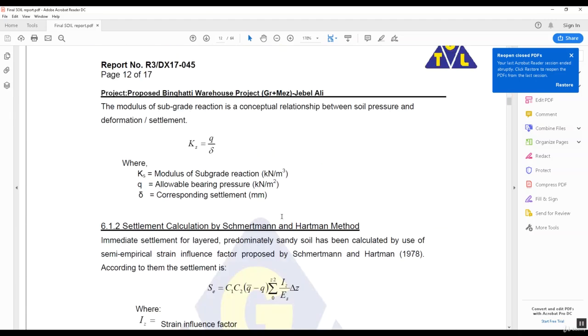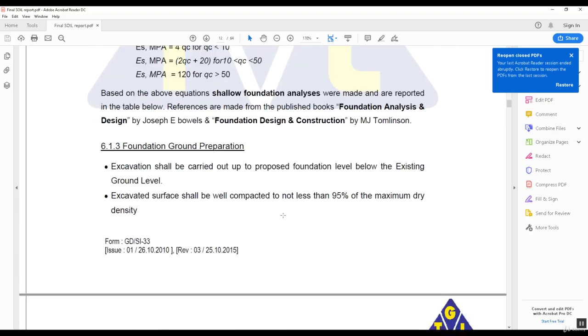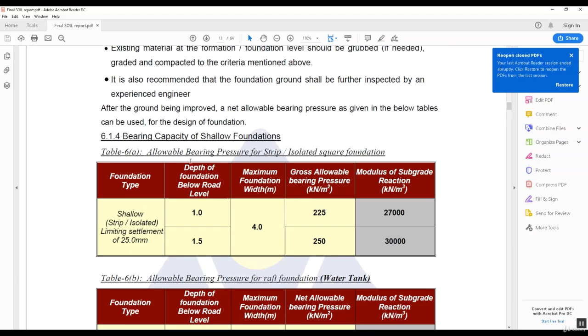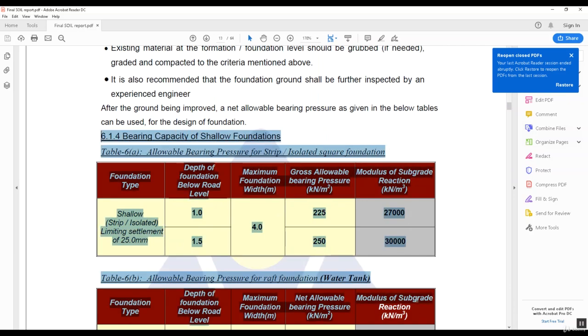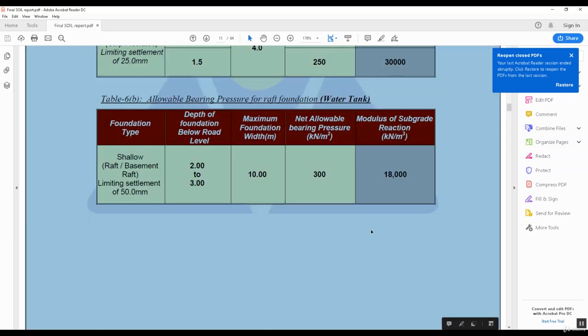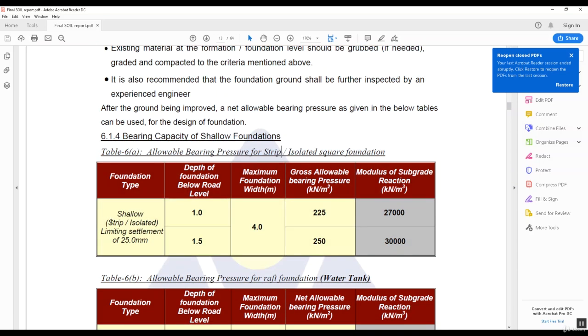Then he explained here how we will calculate the reaction, the bearing capacity. Then he gave us this table. This is a very important table. He said, if we have an isolated footing or shallow foundation, the limit of settlement, or how much the foundation will go deeper after we put the load, is 25 millimeters. This is the maximum allowable. We shouldn't go more than 25 millimeters.